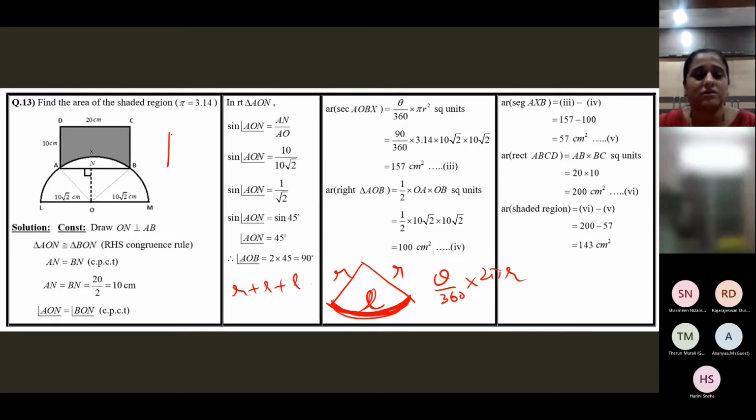Perimeter of a quadrant, this is a quadrant: radius, radius, and this one is 2 pi R by 4. So all these little things you must register carefully.